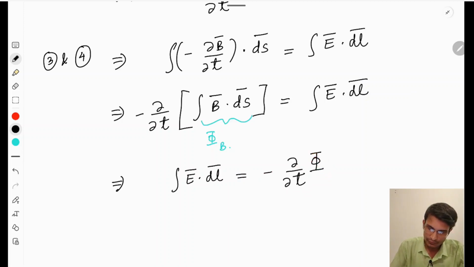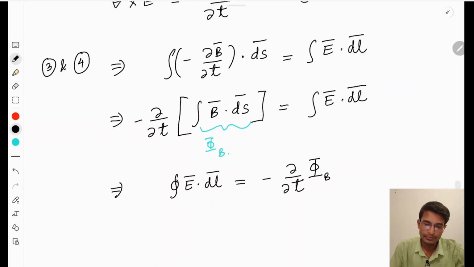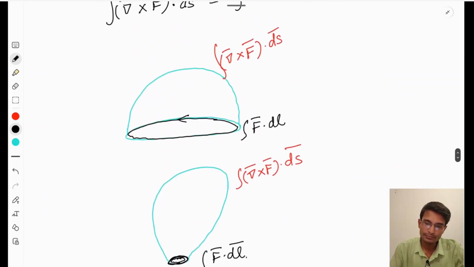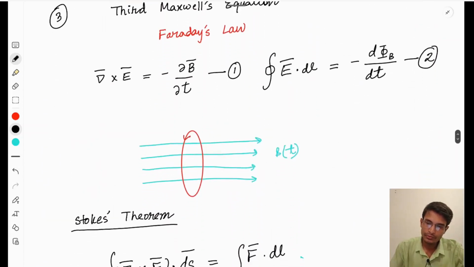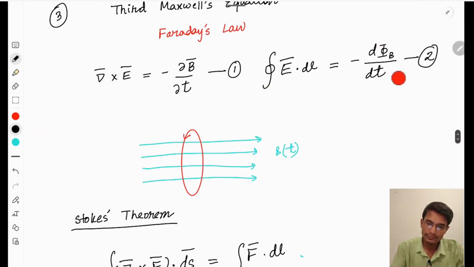where phi B is the flux of the magnetic field lines passing through the closed loop, and E dot dL is the line integral of the electric field around that closed loop. So we obtain the integral form of the third Maxwell's equation.